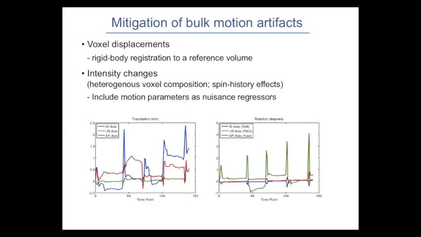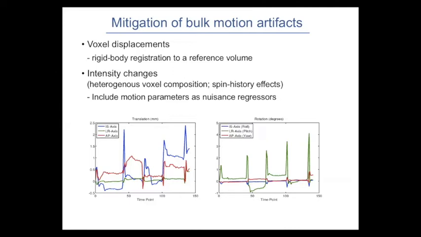But this is usually not adequate, because there are also intensity changes associated with motion, called spin history effects. When we image fMRI data, we first excite spins in one particular slice and then acquire the data. But if the subject moves after we excite a slice, the spins we collect when we acquire the data are different from the spins we excited. In that case, there will be intensity changes in the fMRI signals.